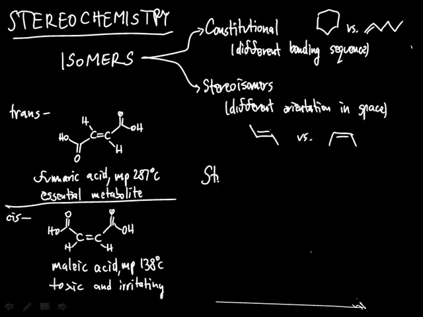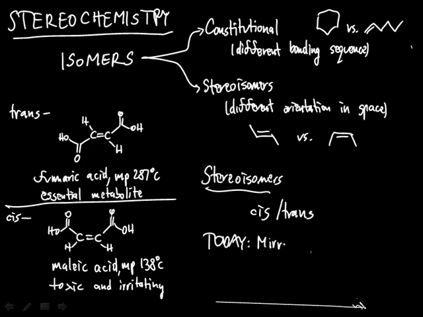And so stereoisomers come in many flavors. One that we already experienced was cis-trans. But today we will talk about mirror image isomers, which sort of introduces a much larger concept in chemistry known as chirality. And our next topic will explain what chirality is.